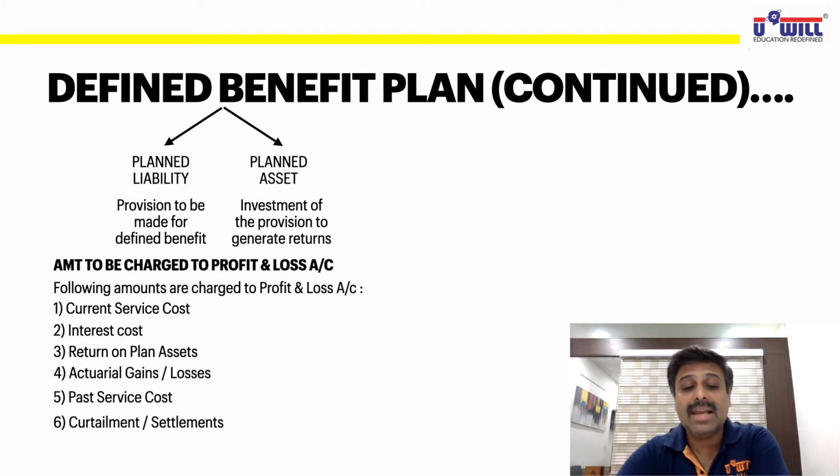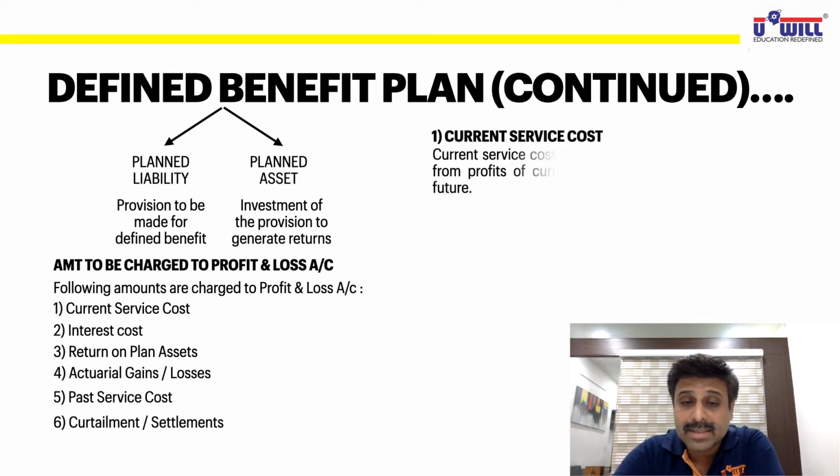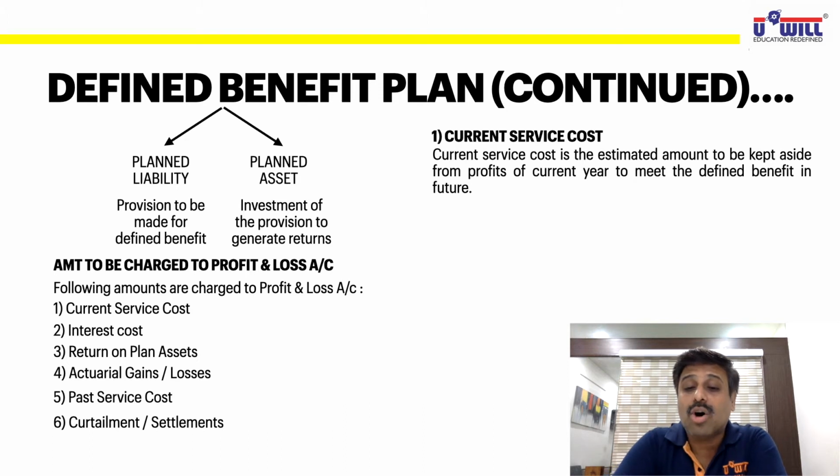So initially, right now, I will explain what the current service cost and interest cost are, and we take up an example related to the same. So what is the current service cost? Understand this. Current service cost is the estimated amount to be kept aside from the profits of the current year to meet the defined benefit in future. What is current service cost? If after 35 years the employee is going to retire and the actuary values that his salary at that time will be 5 lakhs per month.